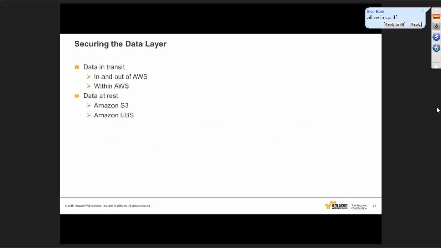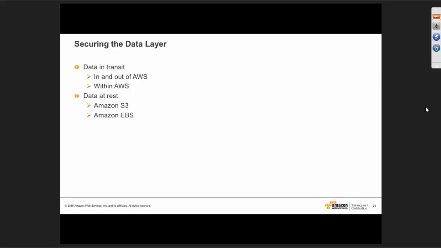Let's talk about securing the data layer. What we're really talking about here is securing data in transit and securing data at rest. If you've heard those terms, that's how that works. Essentially, securing data in transit is when you're moving things in and out of AWS or between different components in AWS where you are on the public internet. So in the previous example, if you're not using a VPC endpoint and you're going from a VPC to S3, technically you're talking over the internet, even though it stays within that region.